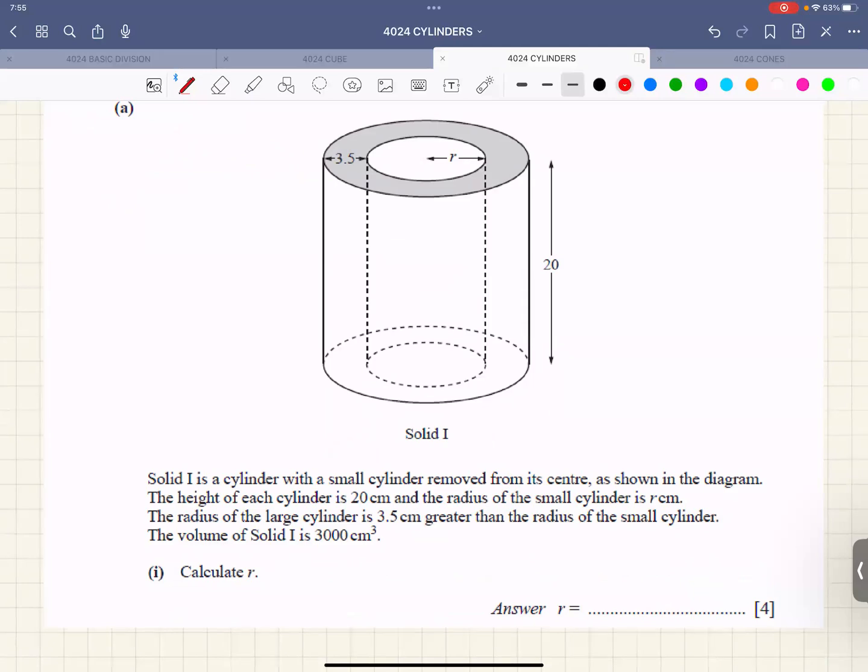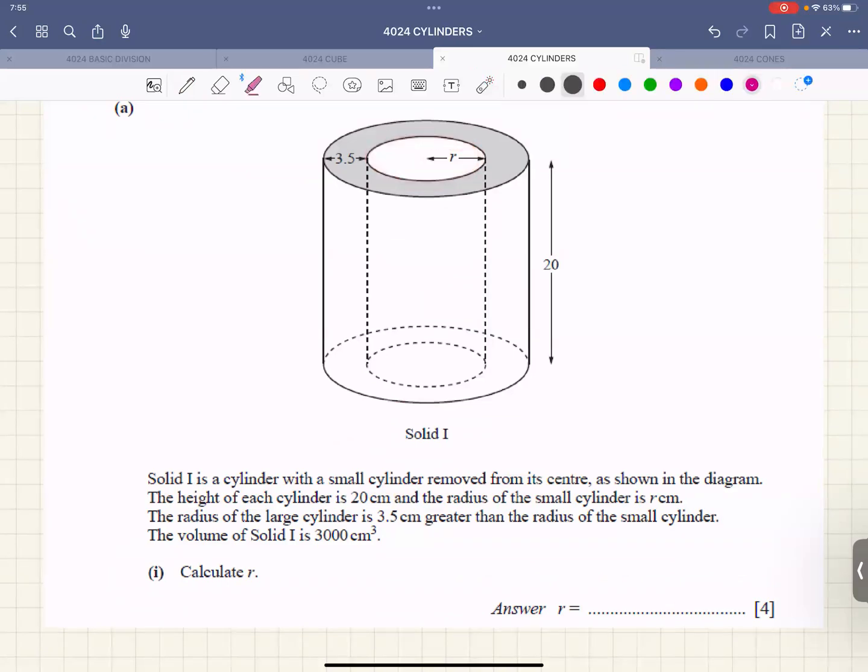Now the question says, solid 1 is a cylinder. It's a big question. We are only doing A part 1 right now. Solid 1 is a cylinder with a small cylinder removed from its center. So this is solid 1. This cylinder has been removed.